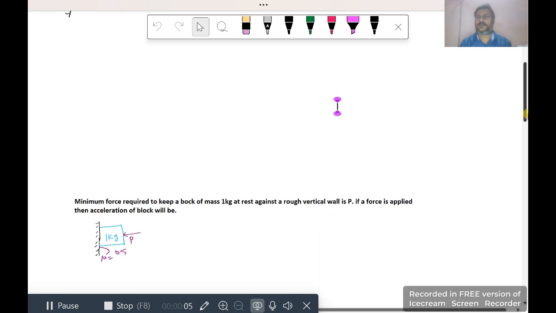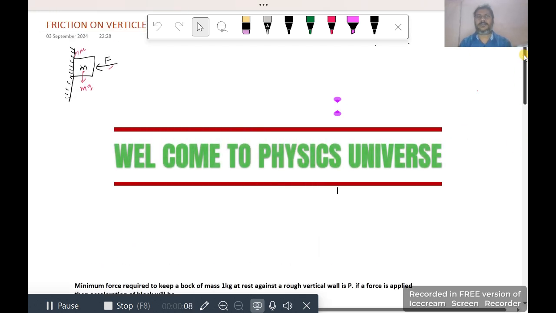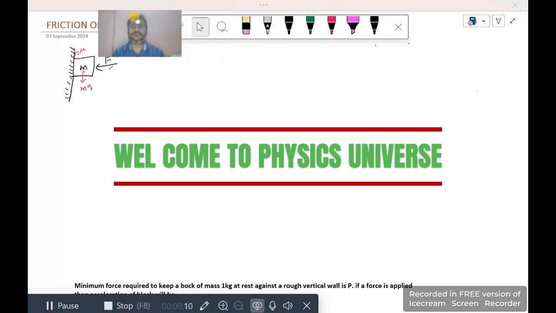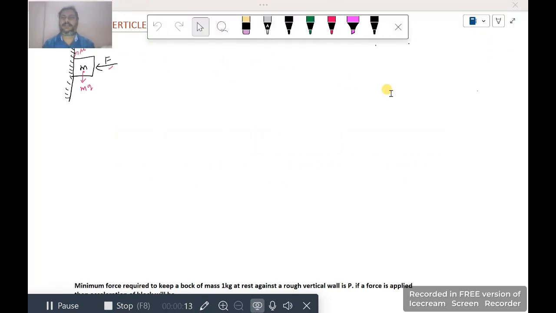Now, today we are going to discuss friction on a vertical plane. So, friction on vertical plane I am going to discuss. You can see here, already we discussed friction on horizontal plane and block on block. Once again, horizontal plane and some other problems I will do. So it's coming into vertical plane.